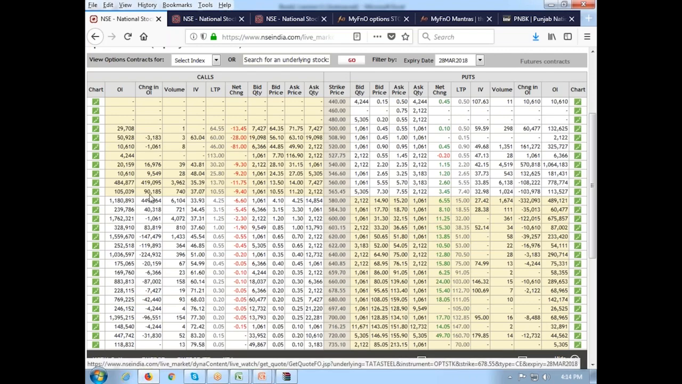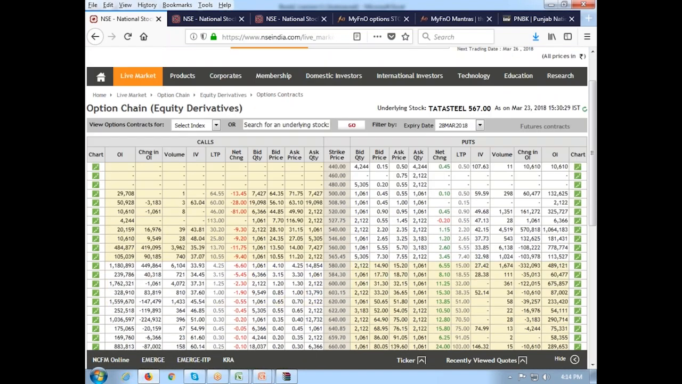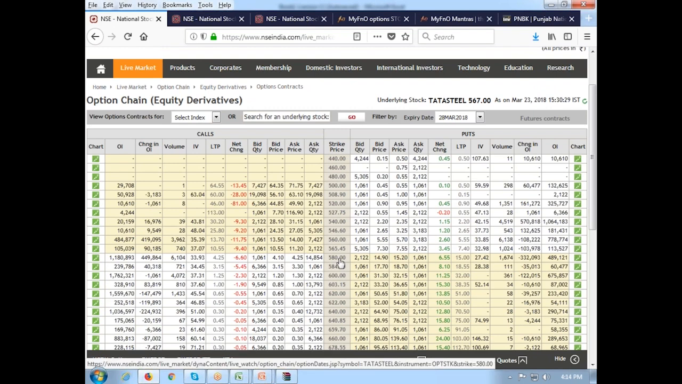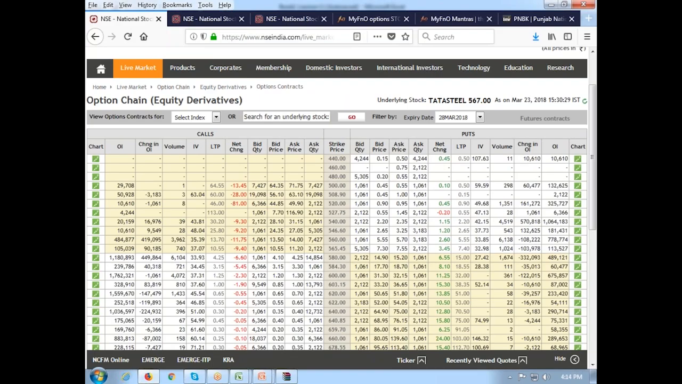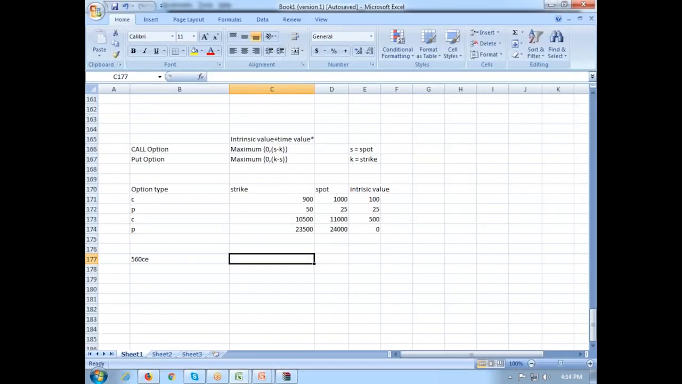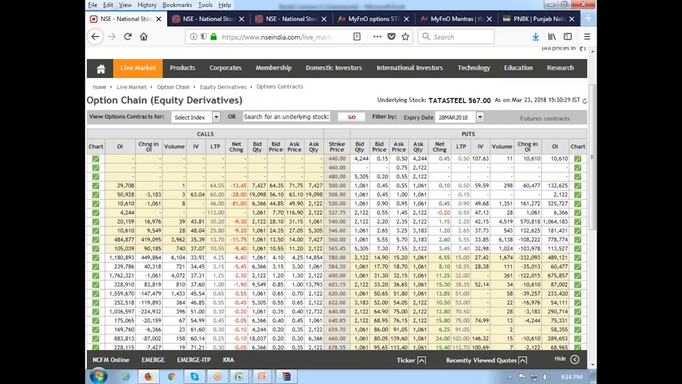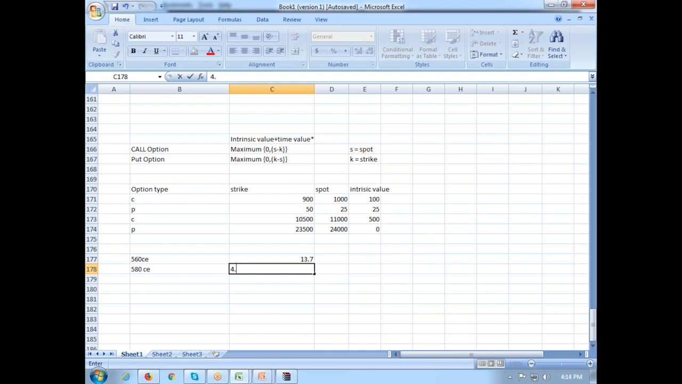Now let's take an example from the markets. This is a 580 call option on Tata Steel, and there is a 560 call option. I'm taking two call options. The 560 call option on Tata Steel currently is at 13.70 rupees, and the 580 call option on Tata Steel is at 4.2. These are the call option premium prices.